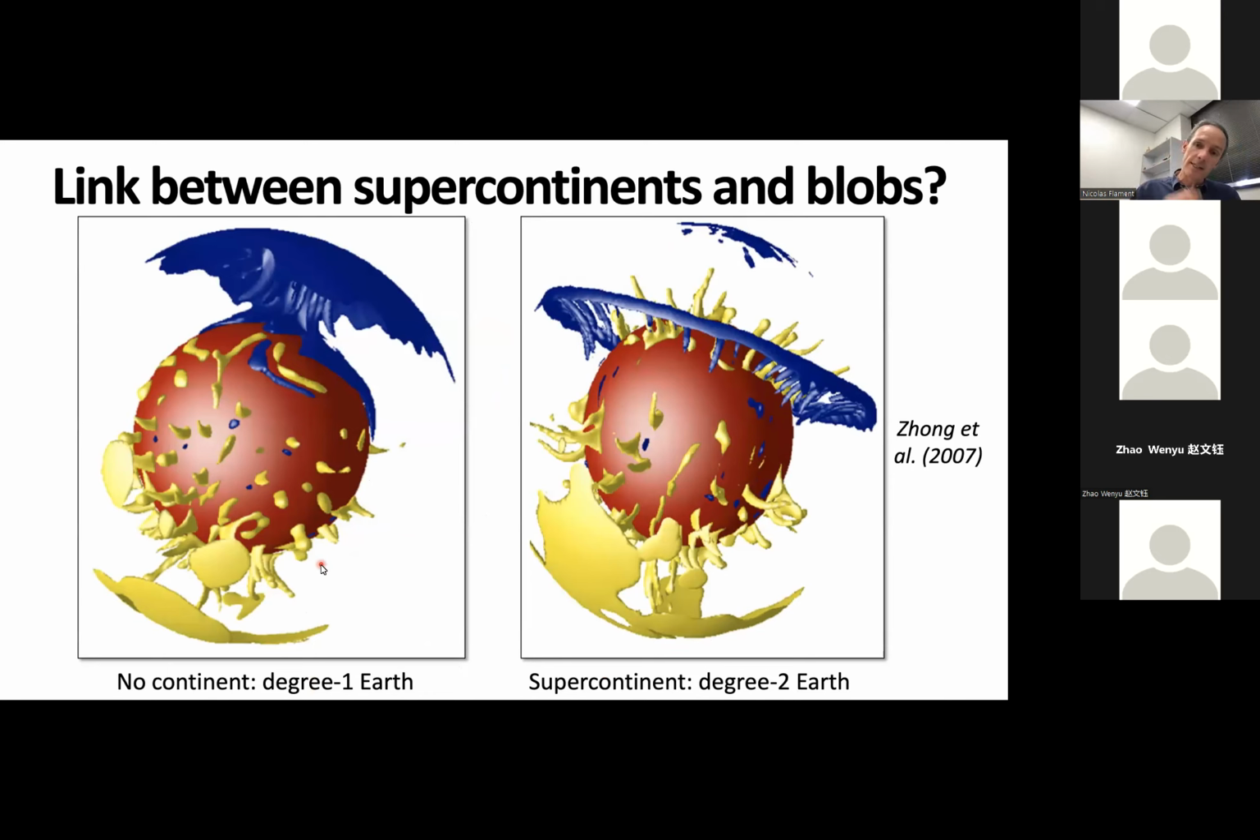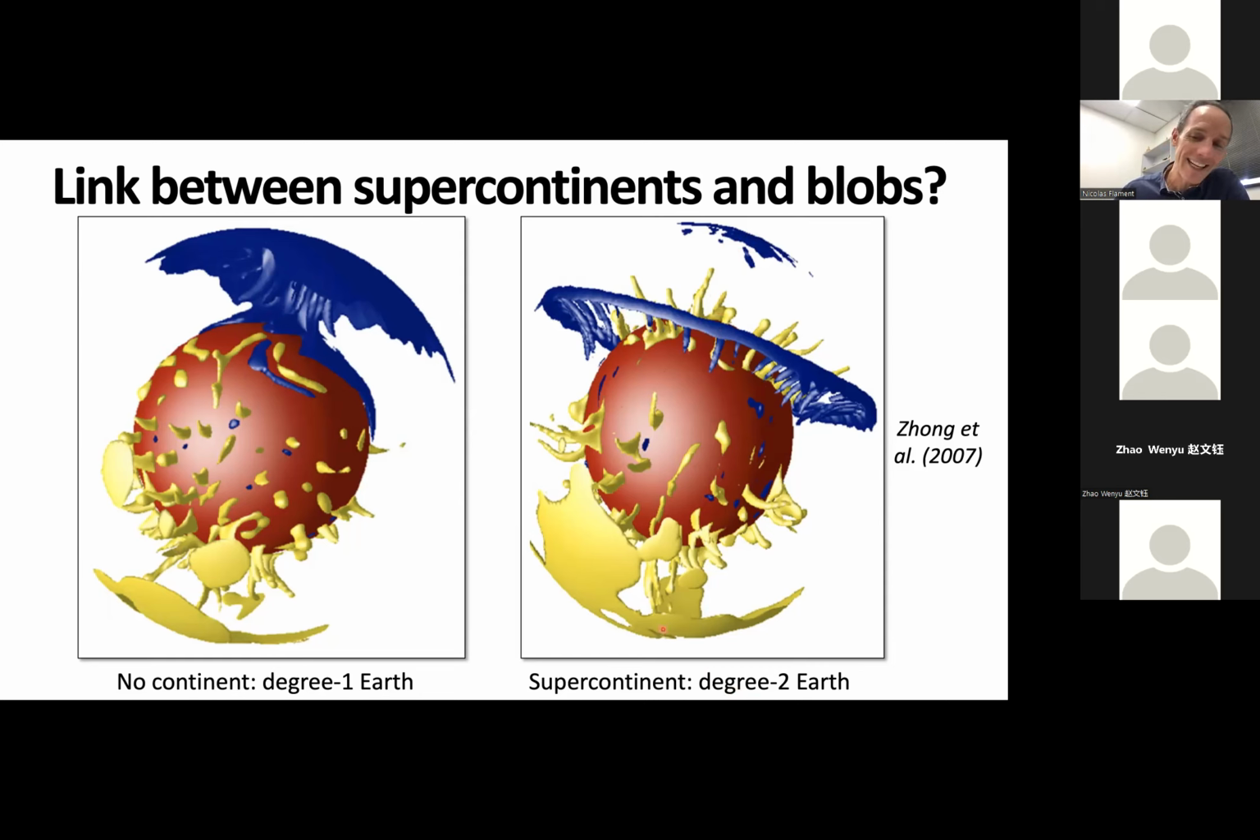One is that idea that there's a link between the continents' configuration at the surface and the deep Earth. So a potential link between supercontinents and blobs, again, going back to work by Zhong and others in 2007. The idea there was, without continents, perhaps we have a degree 1 Earth with a super downwelling and a super plume. And if there's a girdle of subduction around a supercontinent, perhaps there is still a superplume, but a second plume under the supercontinent. And that's a degree 2 Earth.